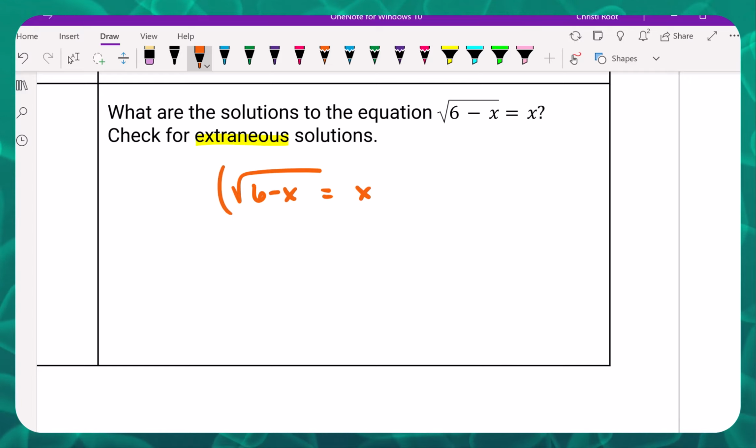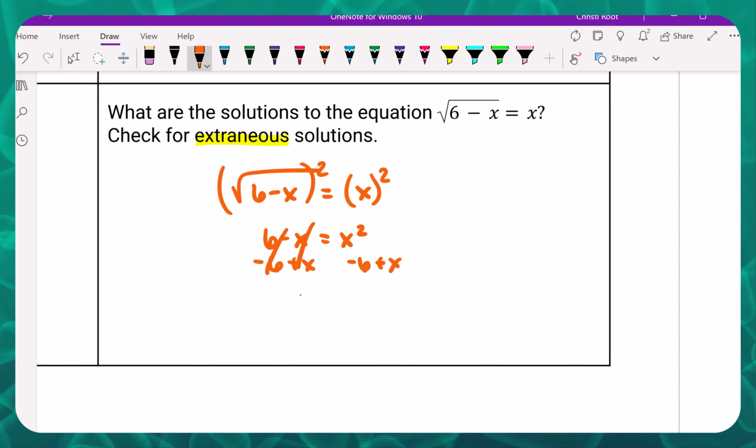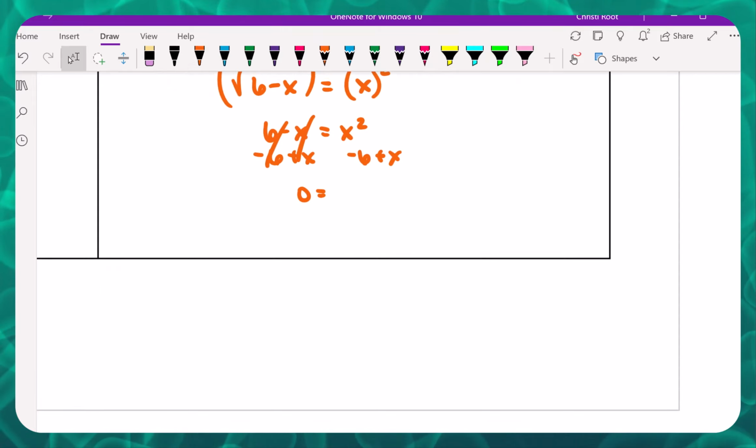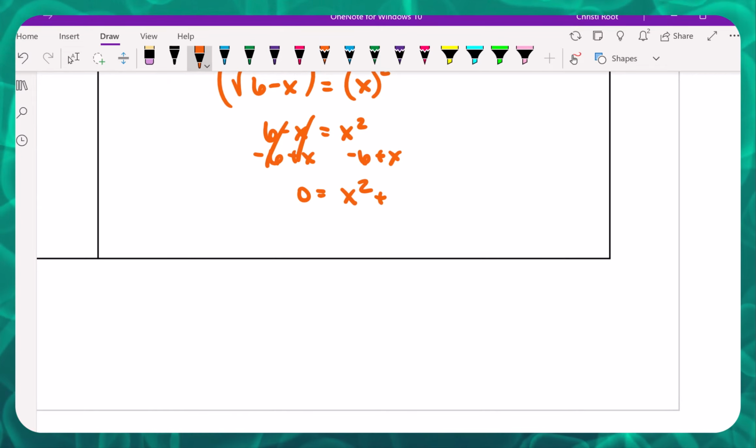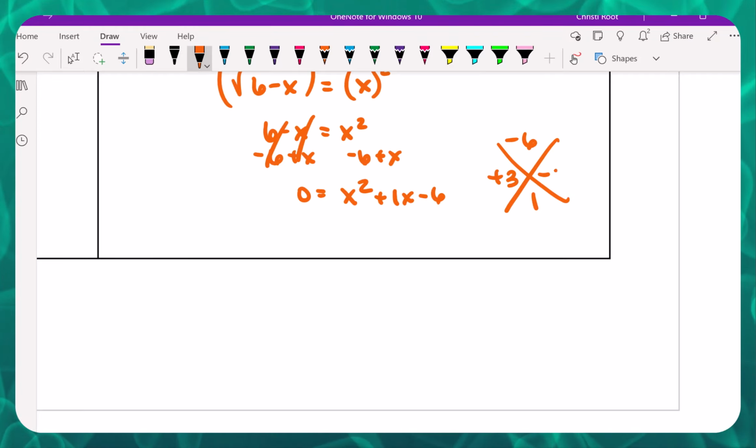So this is already isolated. If it's isolated, you're going to go ahead and get rid of the square root, so we're going to square both sides. When I do that, this is quadratic. If this is quadratic, you want to make it equal to 0. The easiest thing to do is move everything to the side of the quadratic term. And then we're going to factor it if possible. This one's going to use +3, -2 as our factors.